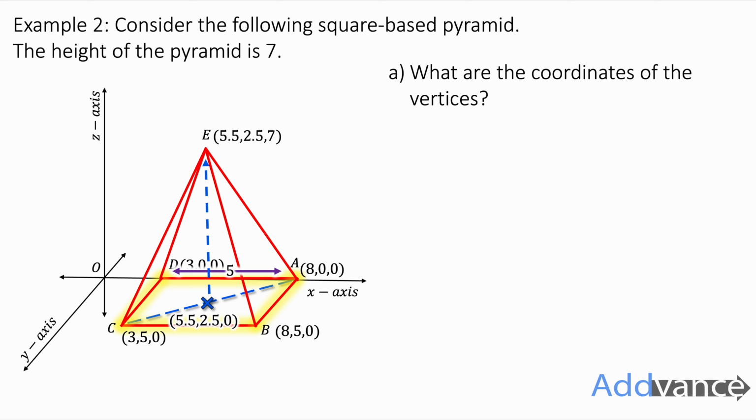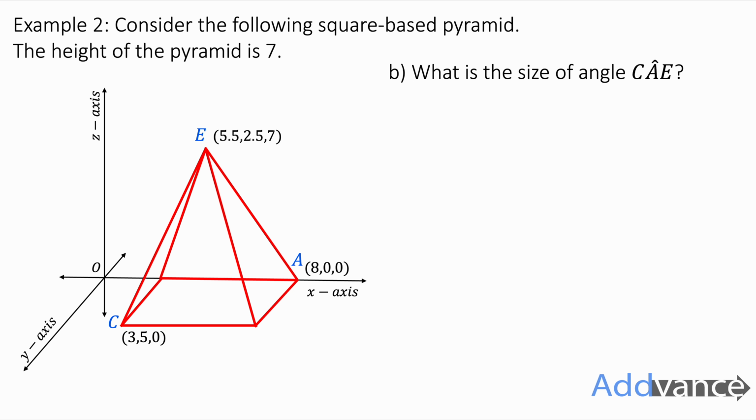Good. Now, part B, it says, what is the size of angle CAE? And here I'm just focusing on CAE. I've got rid of the other coordinates. And I draw that angle. So from C to A, and then A to E, we get this triangle here.